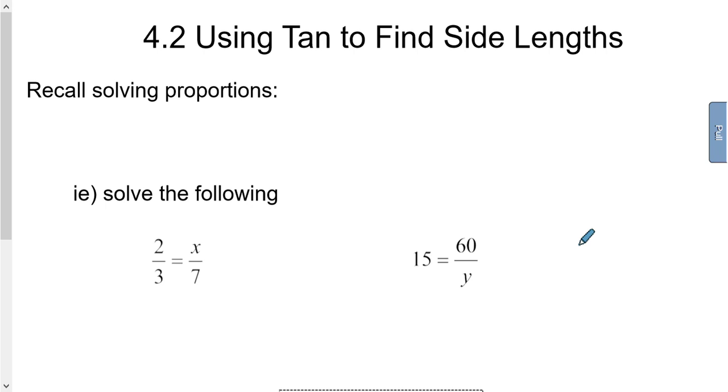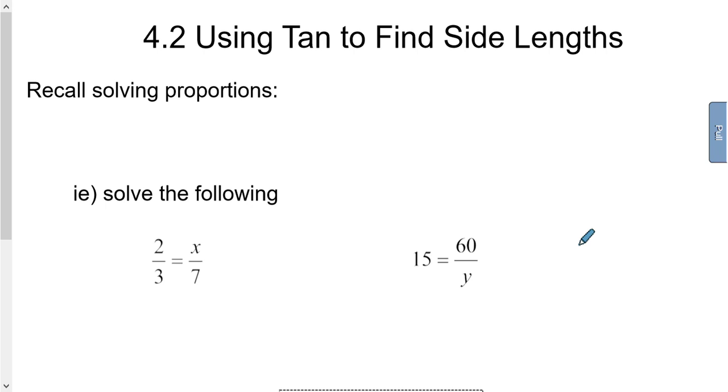All right, so we are going to continue on our trigonometry journey with our next topic, using tangent ratios to find side lengths. Say we know our angle and say we don't know either the opposite or the adjacent side. That's what we're going to look at doing today. We're going to start off by warming up our fraction part of our brain, which we all love.